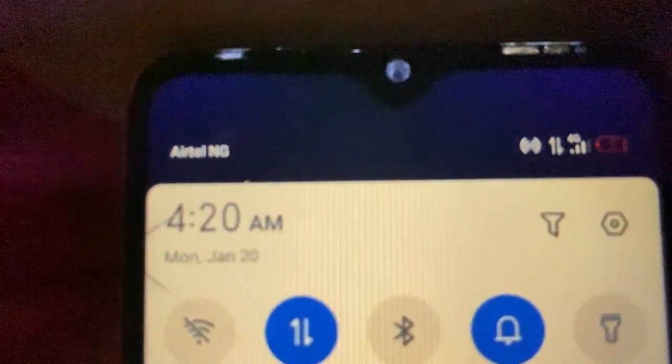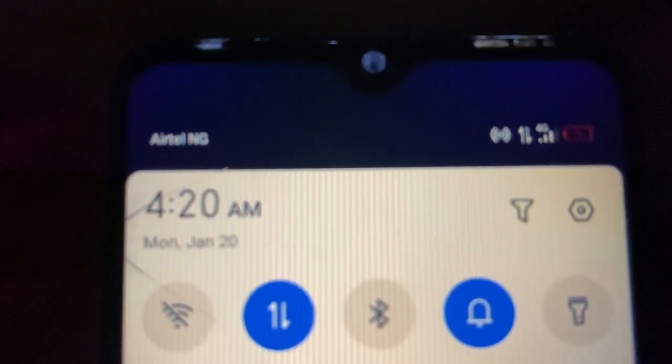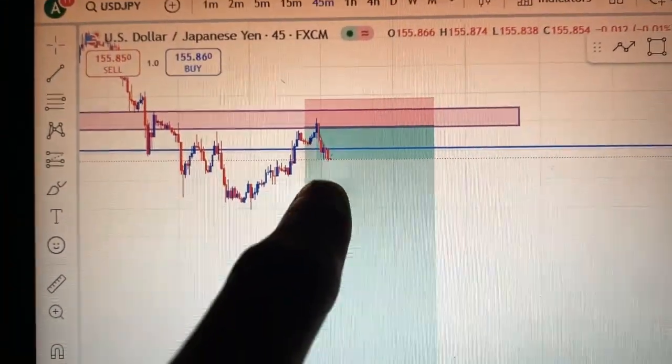Alright guys, so this is trade updates. Let me show you the time. So the time is 4:20 a.m., January 20th, Monday. And so the trade has started moving.